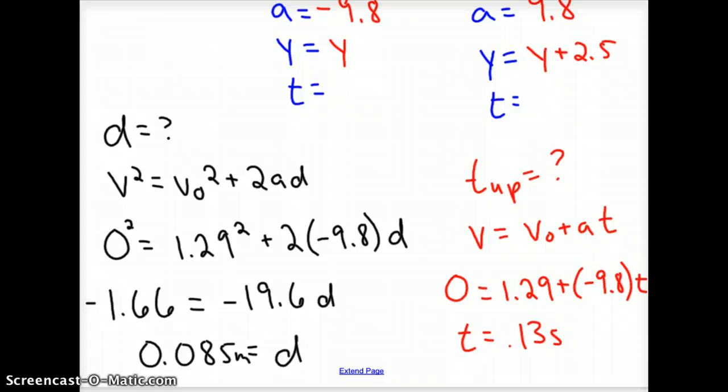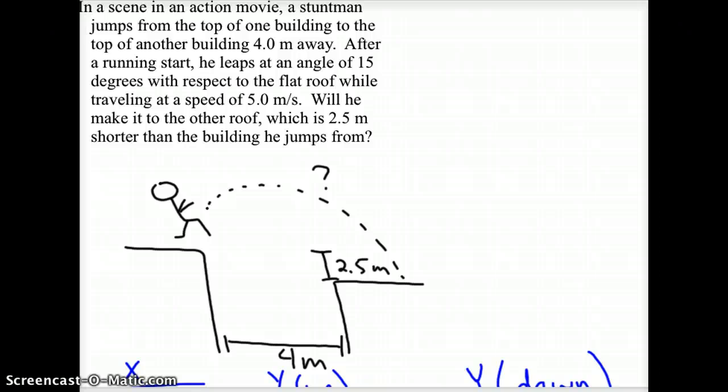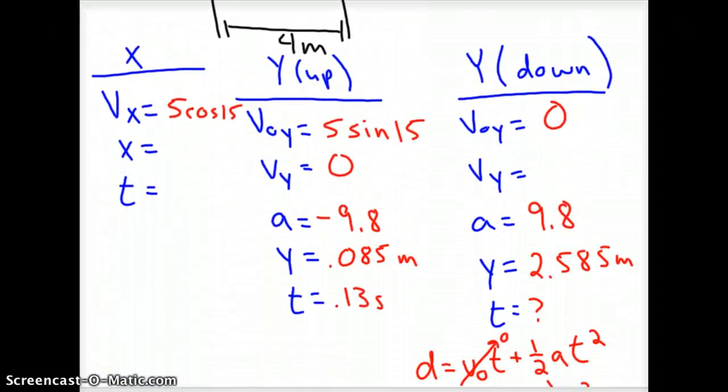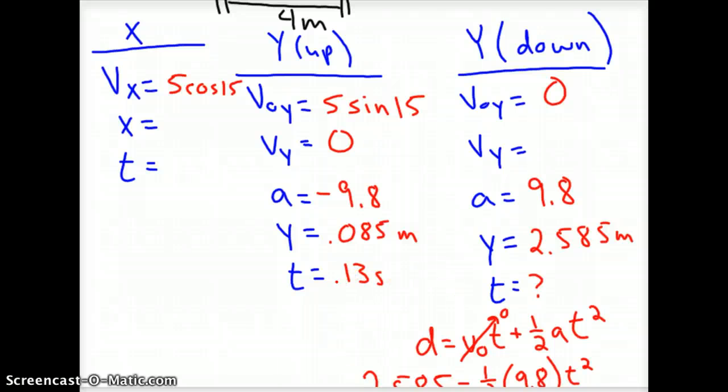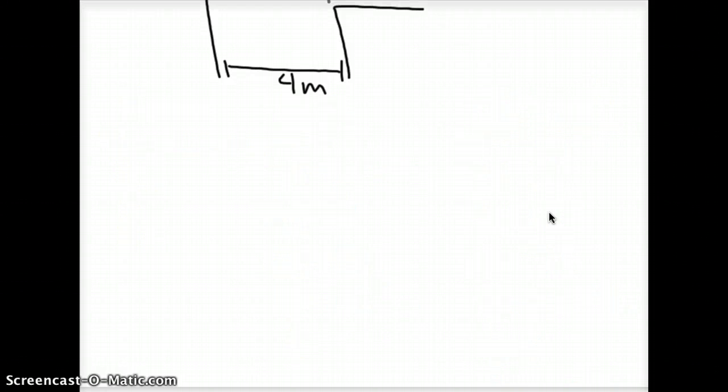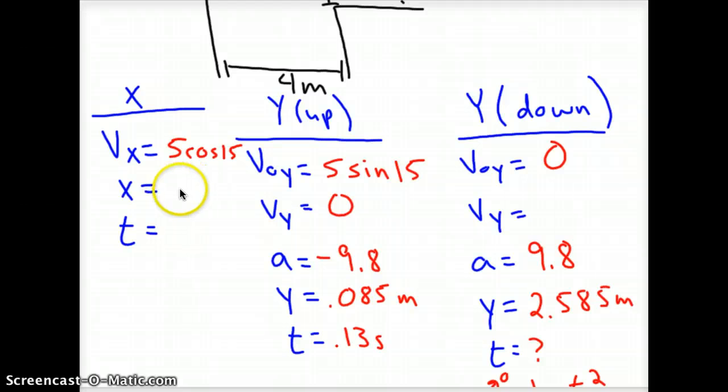Now, how does this change the information I have? Well, let's look. Now, I know everything there is to know in the up column. I also now know that he's going to fall down 2.585 meters. Now, it doesn't ask how fast he's traveling when he hits the rooftop, although we could certainly calculate that. We don't need to. It asks for, does he make it?